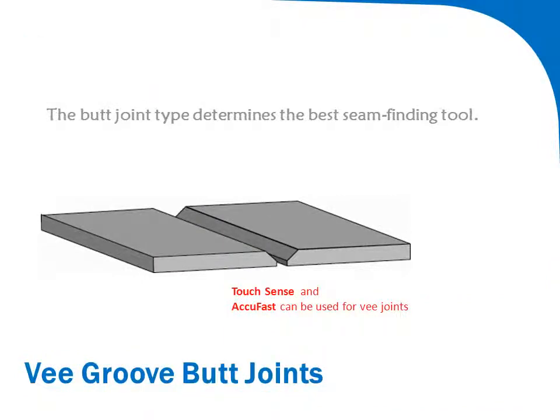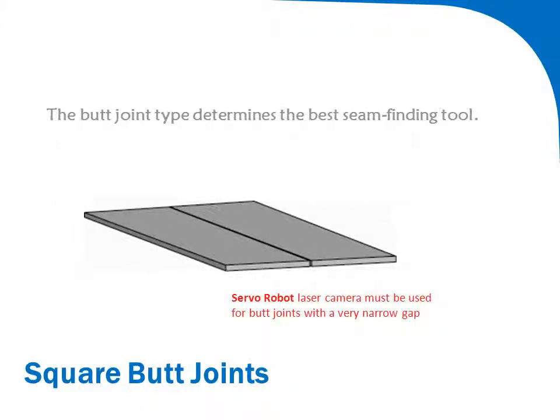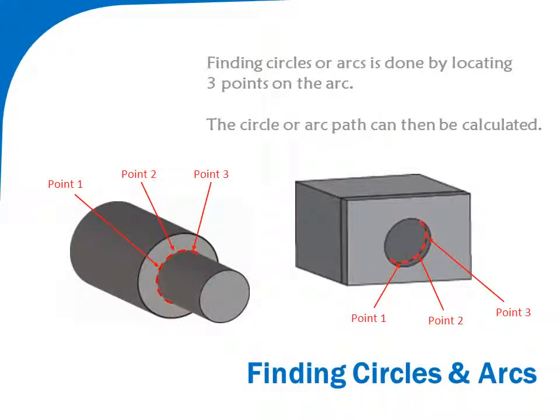V-groove butt joints can be detected using all three seam finding tools. Touch sensing requires more significant joint wall surface and is best used for thicker parts. AccuFast can be used for thinner parts. AccuFast can also be used to detect square butt joints with a modest gap. An edge detect macro routine provides gap width measurement. Laser cameras can find tightly spaced butt joints or joints with very thin material.